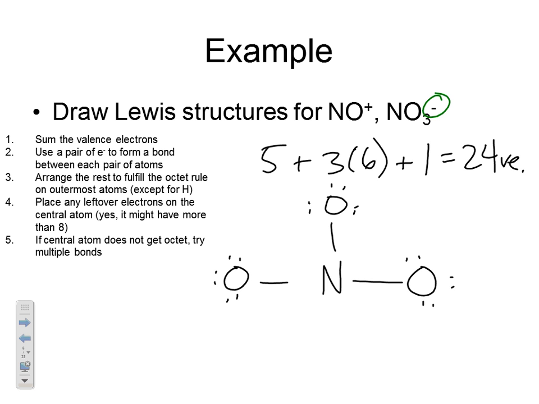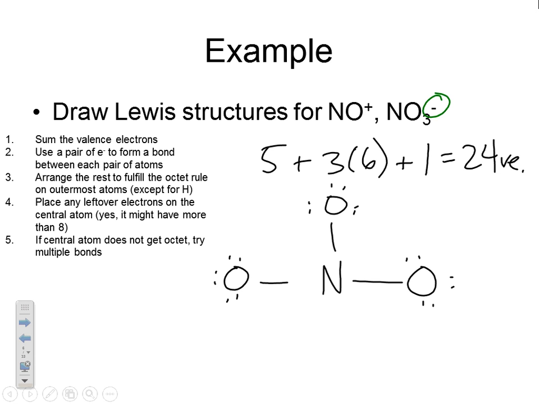And then I'm going to count up my electrons. How many electrons have I placed? I've placed 24, right? 8 for each oxygen if you include the 3 lone pairs and the bond. I've placed a total of 24 valence electrons, which is the number that I'm allowed to have. But the nitrogen does not have an octet, so that's problematic.